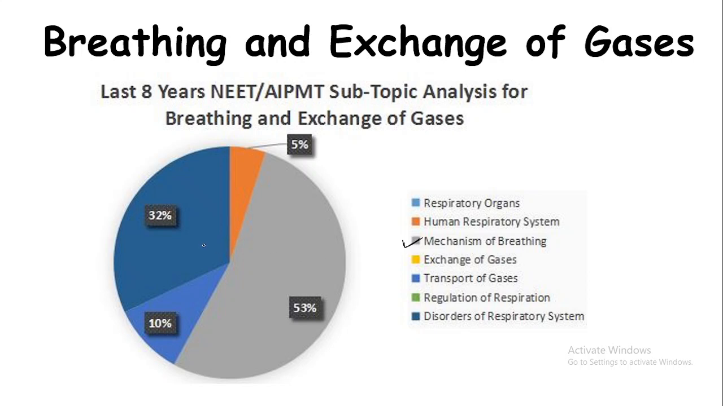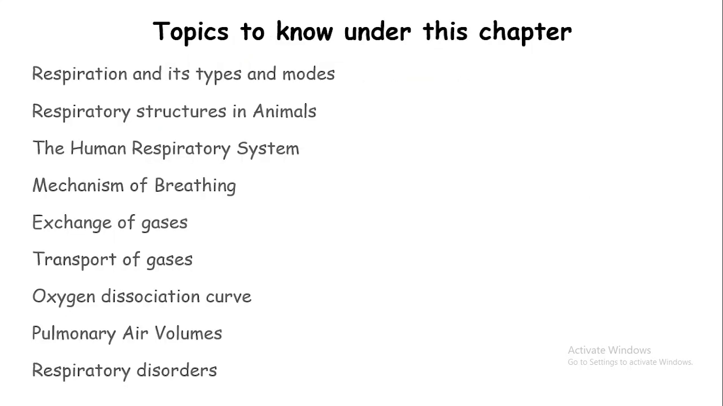Next, 32% of it is with respect to the disorders of the respiratory system. Next, 5% is about the human respiratory system and 10% is about transport of gases. So the exchange of gases, to some extent there are chances of them being asked, but the majority, from the kind of analysis of the last 8 years, is what it is. So considering this, let's move ahead.